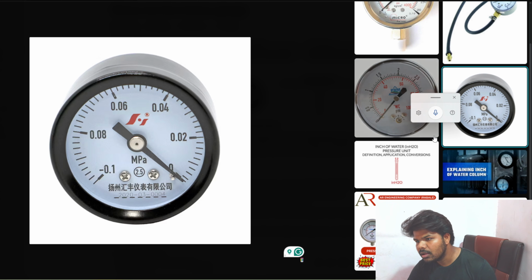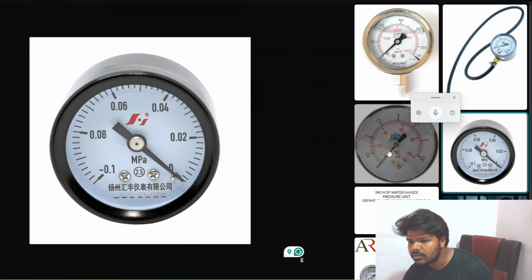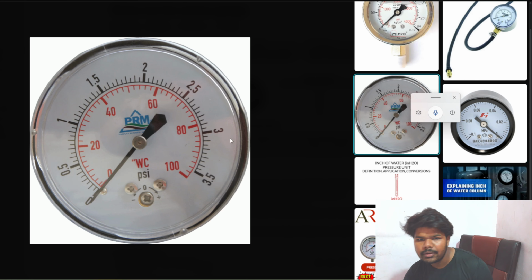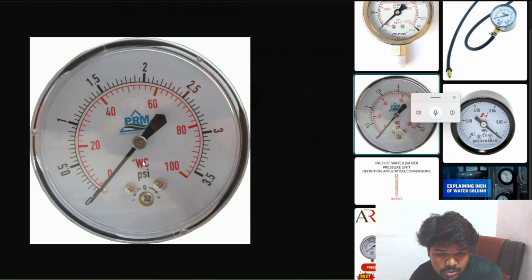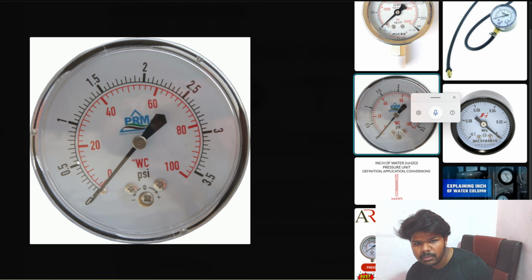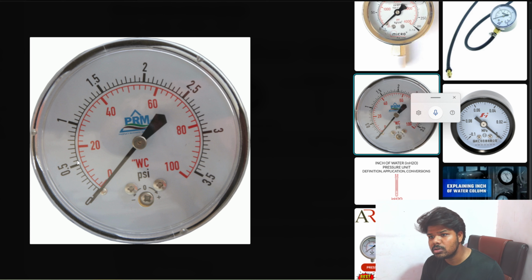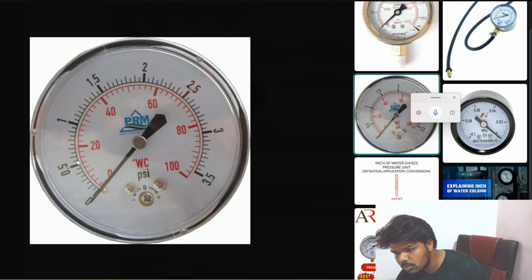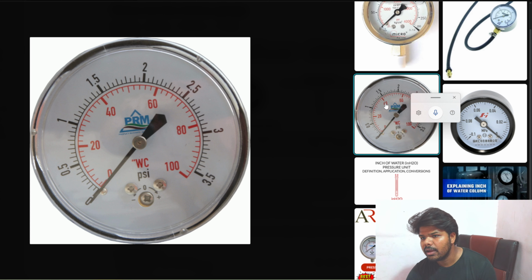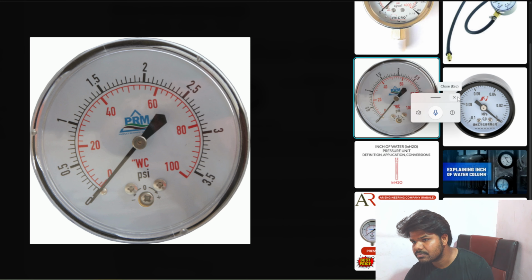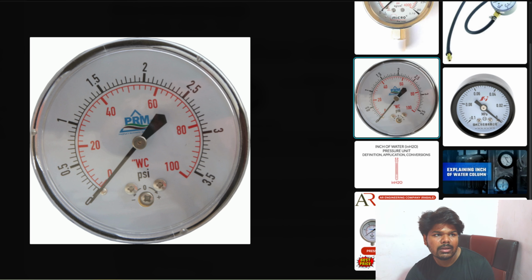And then other gauges can be, ये WC में दिखा रहा है, in WC can be like 20 WC, 40 WC, that kind of pressure. PSI 0.5 is very minor. If more accuracy is needed, then we have to use mmWC.